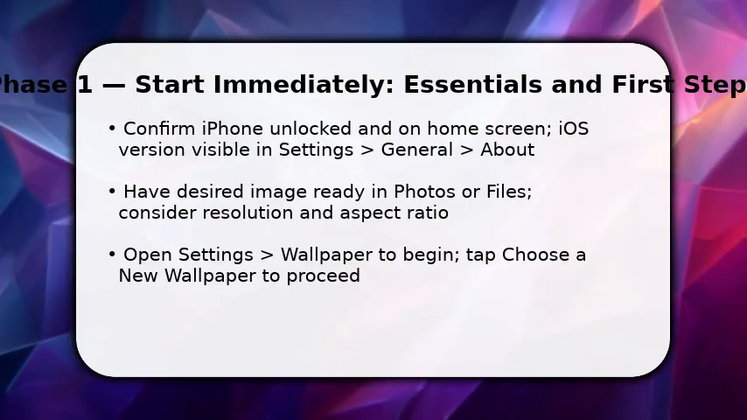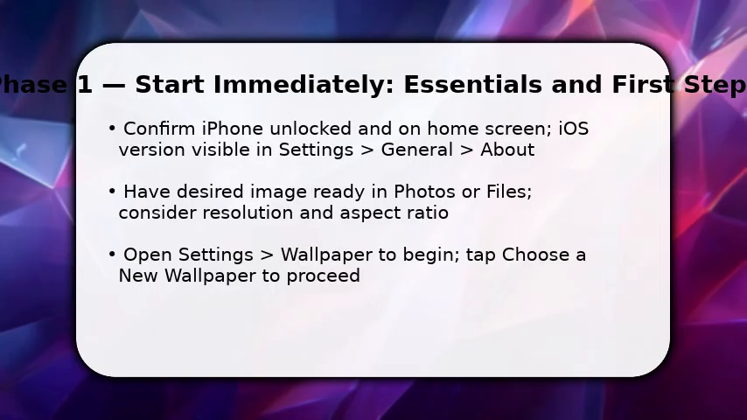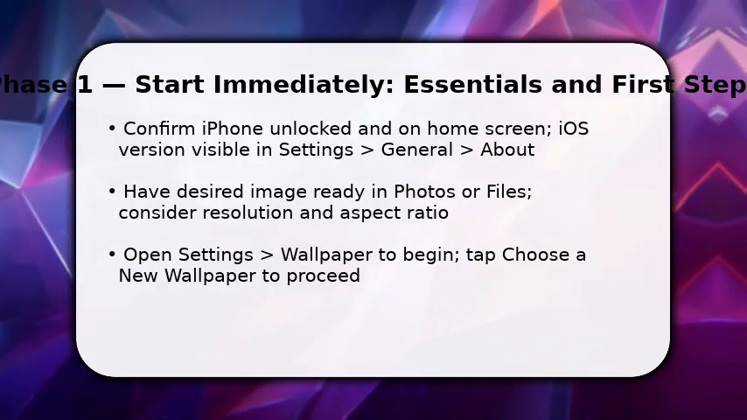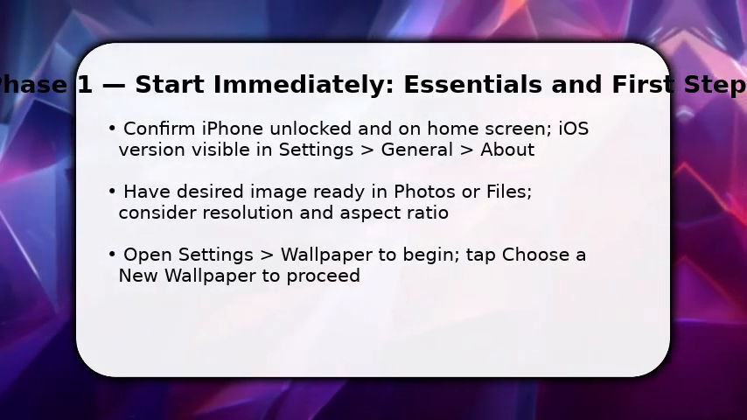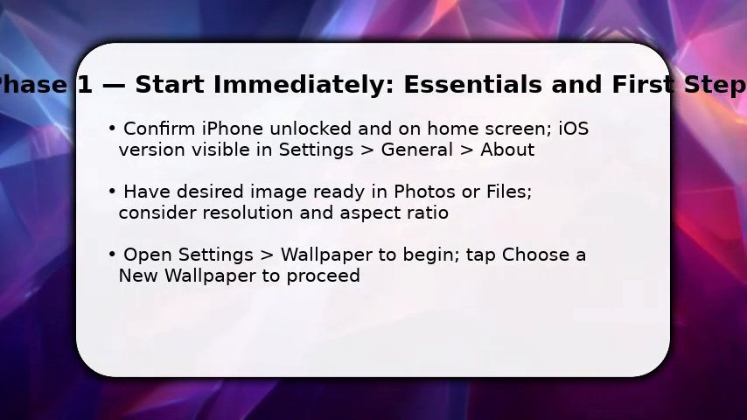You start by making sure your iPhone is unlocked and you have the image ready in Photos or Files. Open Settings and go to Wallpaper. Tap Choose a new wallpaper. You do this now because Settings centralizes options and avoids accidental edits.